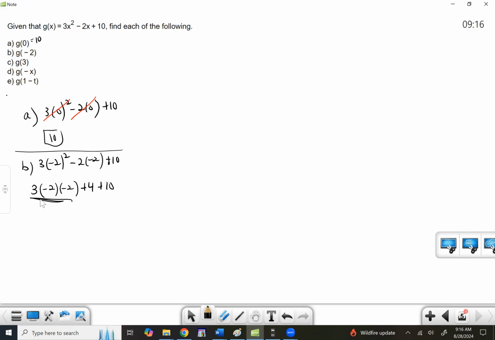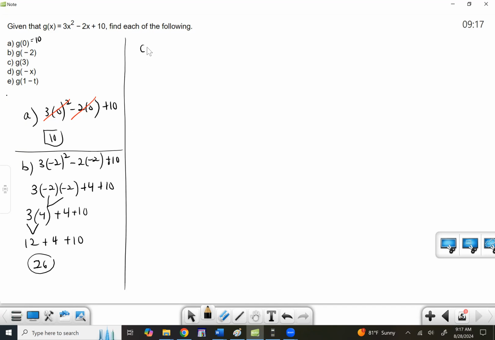All right, and it doesn't matter what order you do these in really, because multiplication is commutative. But let's say we take care of the -2 times -2 and make it a +4. And then 3 times 4 is 12. So we just got to add this all up. So 12 plus 4 is 16, 16 plus 10. We should get 26 for this one. Okay. Still not too bad.